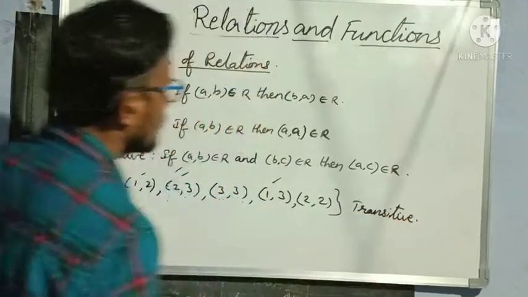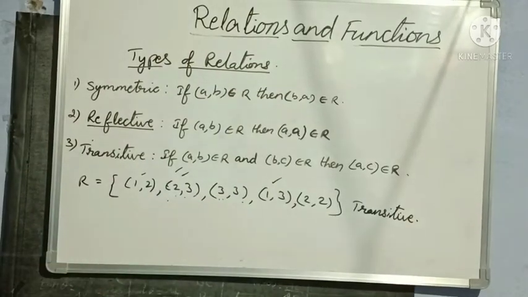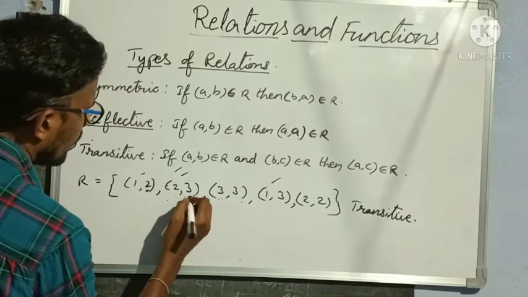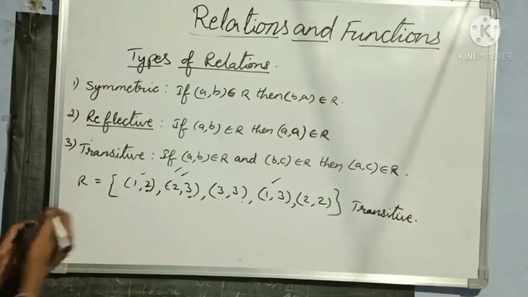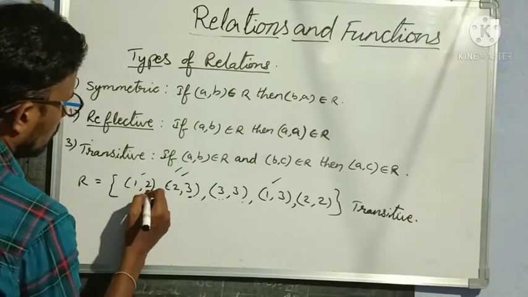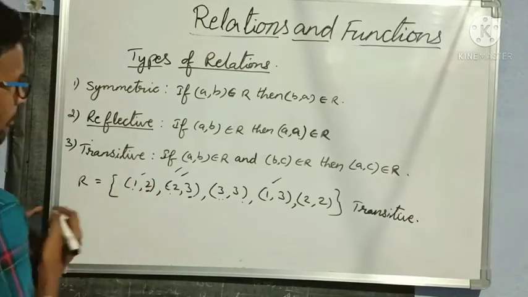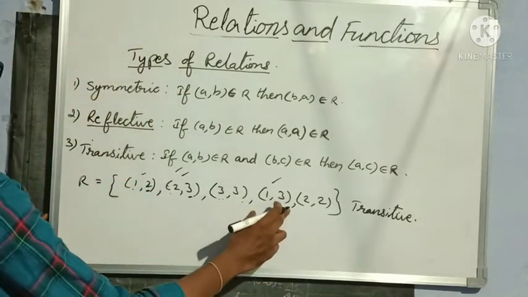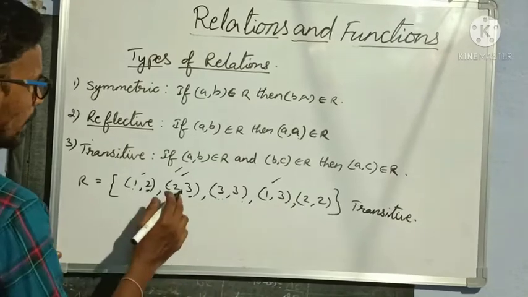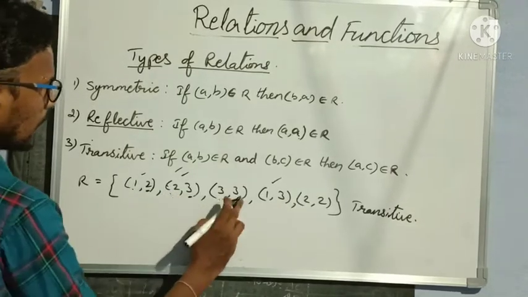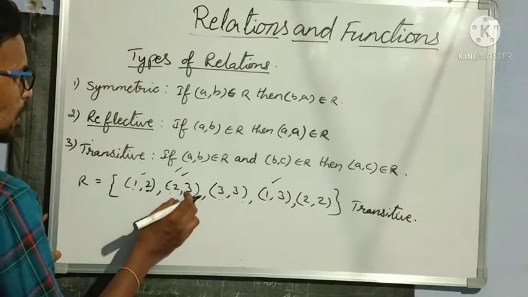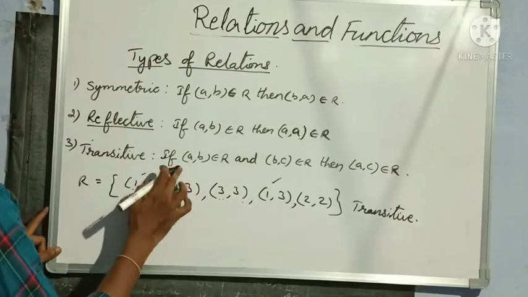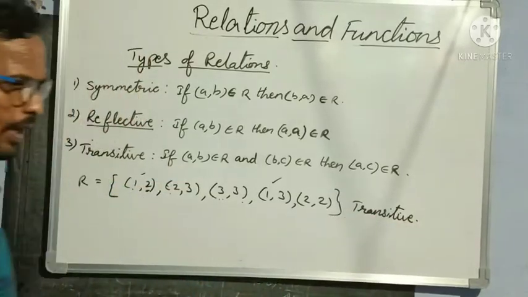Understood? Such a relation is called a transitive relation. It means if 2 is the image of 1 and 3 is the image of 2, then 3 should be the image of 1. Yes, it is there. So this is transitive. In the same way, 3 is the image of 2 and 3 is the image of 3, so (2, 3) should be there among the elements. So here (2, 3) is also there. Understood? Such a type of relation is called a transitive relation.